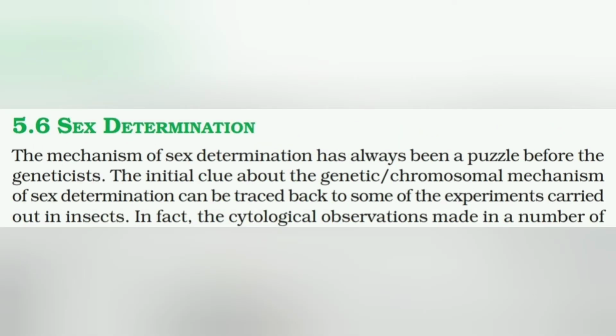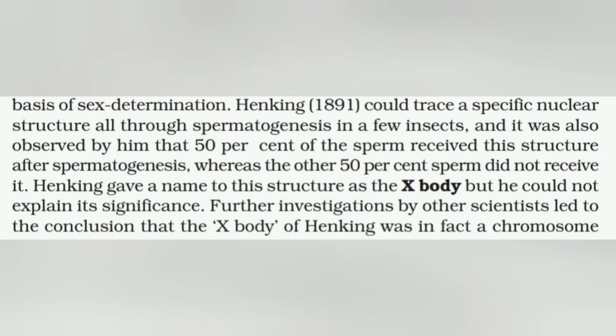Next is sex determination. The mechanism of sex determination has always been a puzzle for the geneticist. The initial clue about the genetic or chromosomal mechanism of sex determination can be traced back to some of the experiments carried out in insects. In fact, the cytological observations made in a number of insects provided the basis for sex determination.